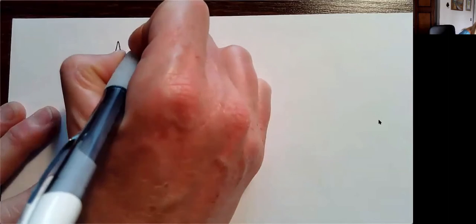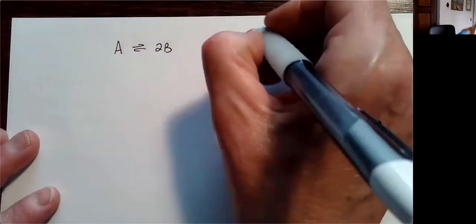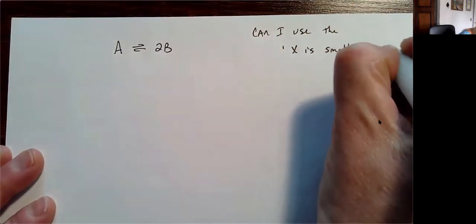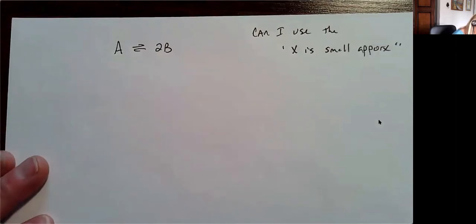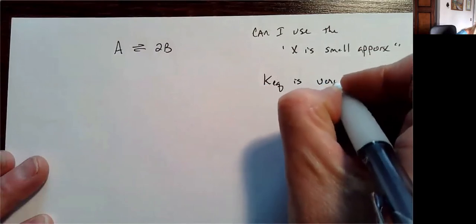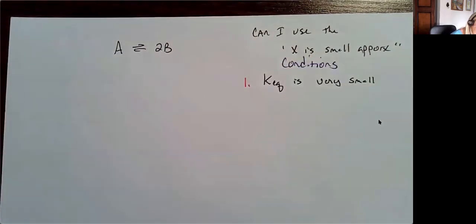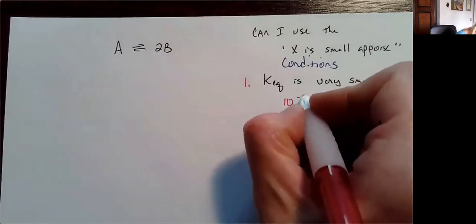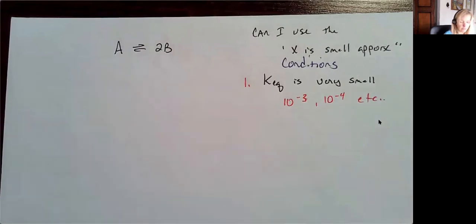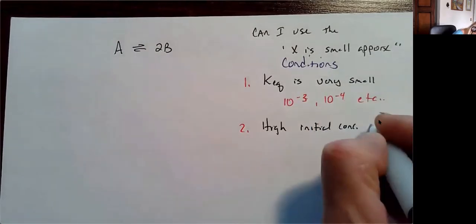All right, so let's say I have an even simpler reaction here. A goes to B. Can I use the X is small approximation? And I'll explain what that means. This happens when you have Keq very small. So first condition, my Keq is very small. So we're talking 10 to the minus 3, 10 to the minus 4, etc. So things that have really small Keqs. And the second condition is that you have high initial concentrations of your reactants.